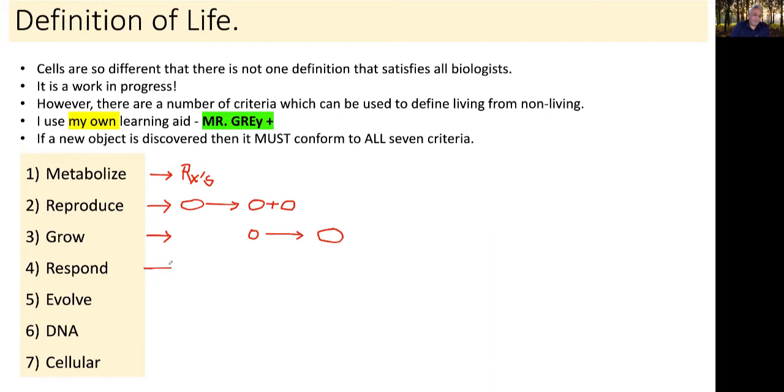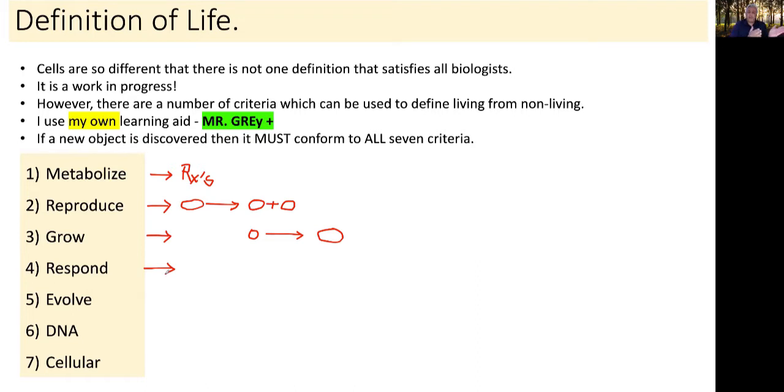Respond. And this is one of the most important ones, believe it or not. If a cell doesn't respond to its environment, then it's a dead cell. Think about it. If the pH of the environment changes, that's going to have an impact inside the cell. And if the cell doesn't adjust its chemistry to cope with that changing pH, then that cell will be unable to metabolize properly, and it will die within a short period of time. So responding to the environment is very, very important.